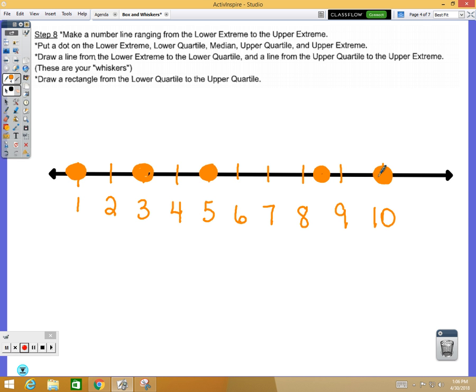Okay, we're on to our third little dot up here underneath step 8. Draw a line from the lower extreme to the lower quartile. So that is a line from the 1 to the 3. Again, you might need to draw above your line so that you can actually see it. And a line from the upper quartile to the upper extreme. So from the 8.5 to the 10, we're going to draw a line. Those are your whiskers.